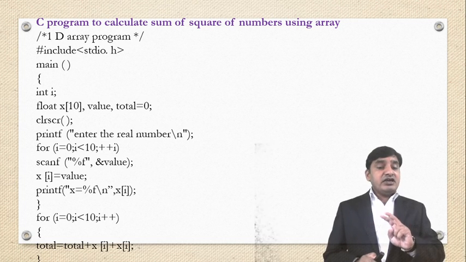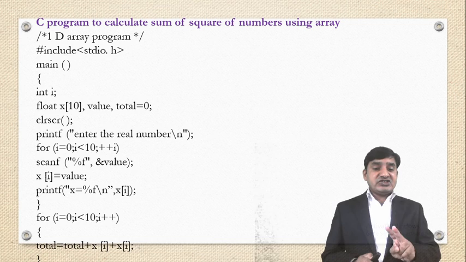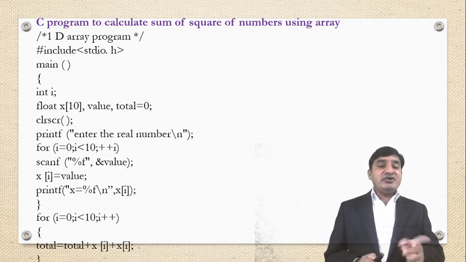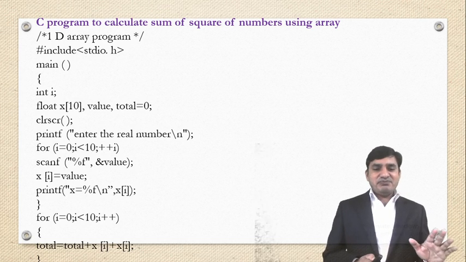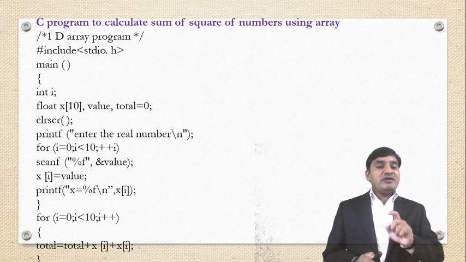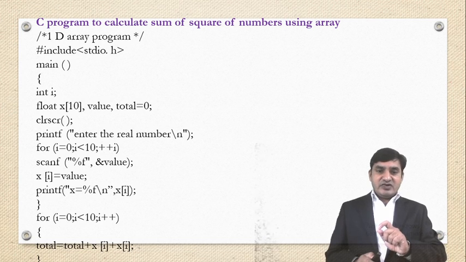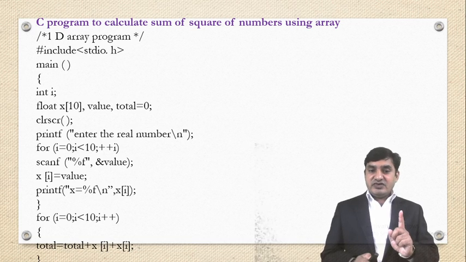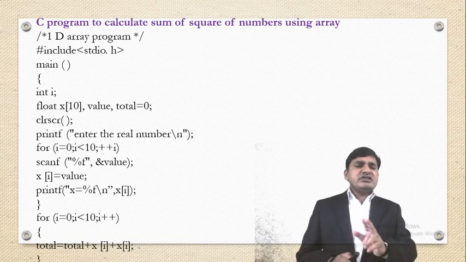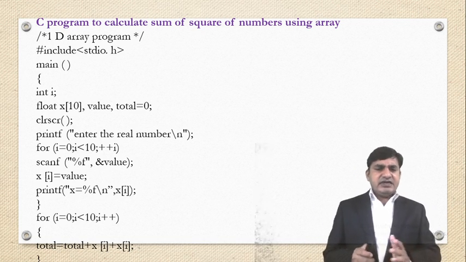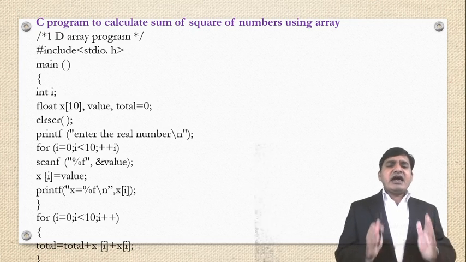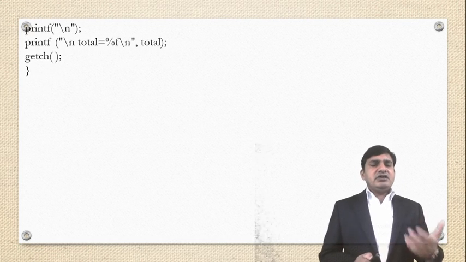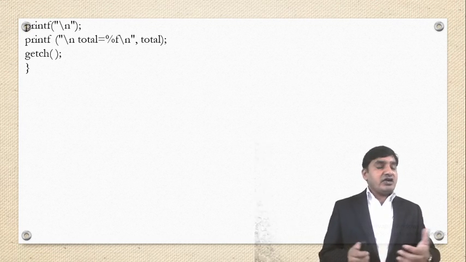So when two same values are added with each other, we get the square. Very simple. Total is equal to total plus x[i], the number entered by using the scanf function, and the second value, that is x[i]. When two same values are added, then we get a square. Now we have to display the square on the screen.